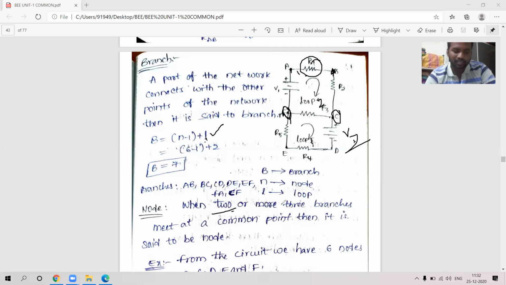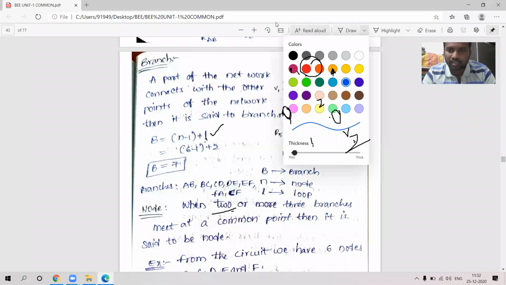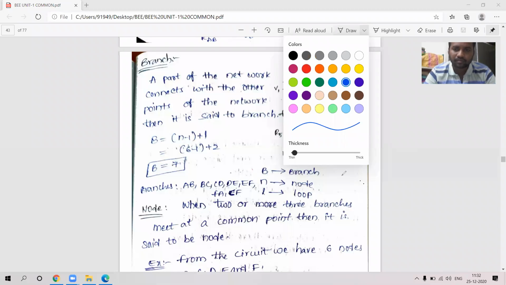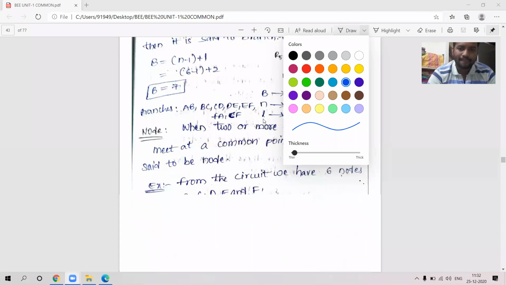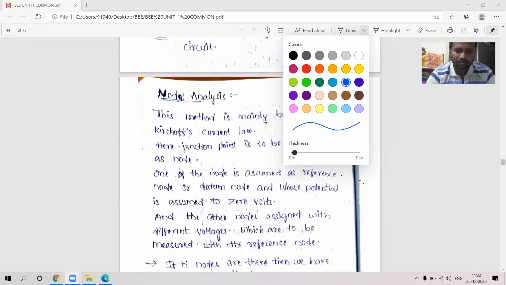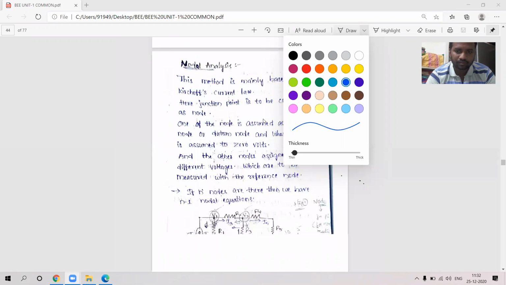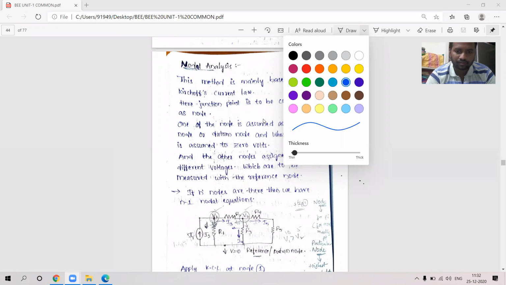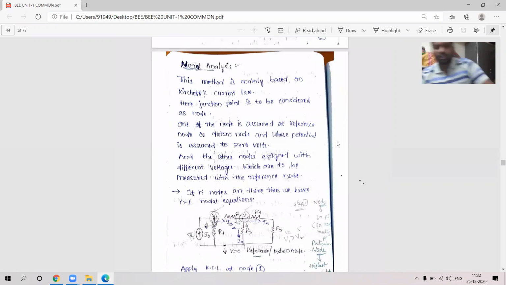So let us go with the nodal analysis technique. Let me clear all these diagrams. So for junction points we discussed only C and 2 endpoints. Okay, let's see nodal analysis.